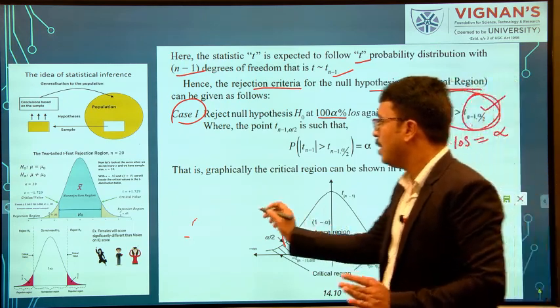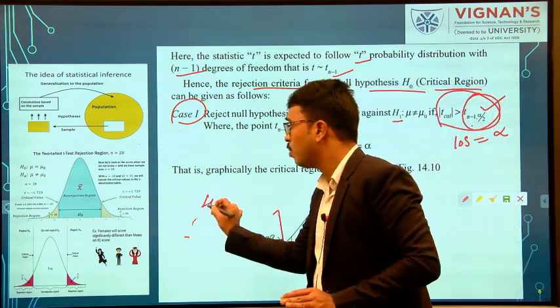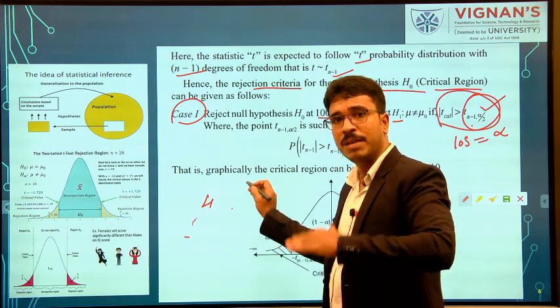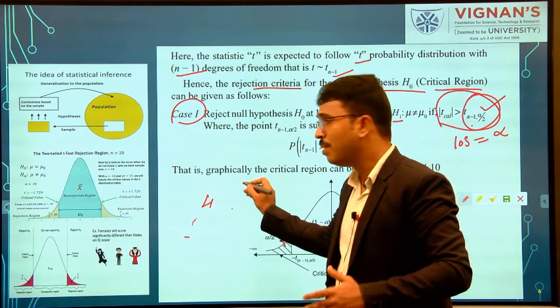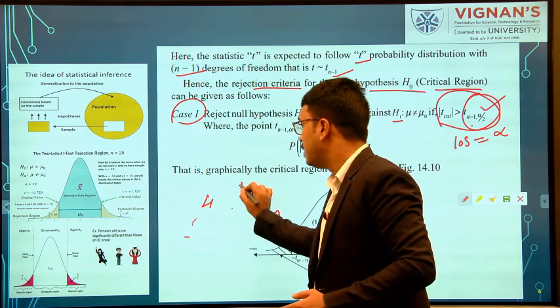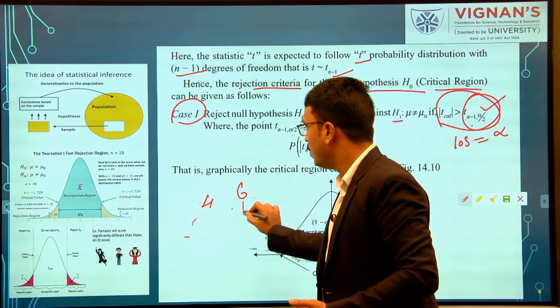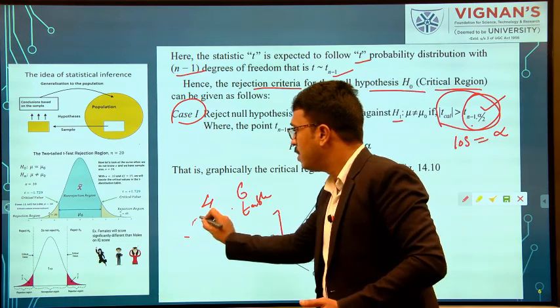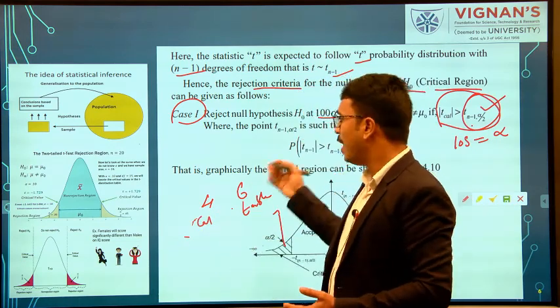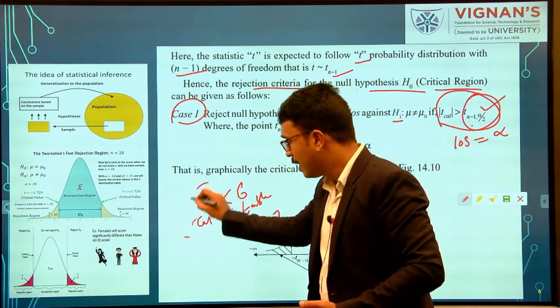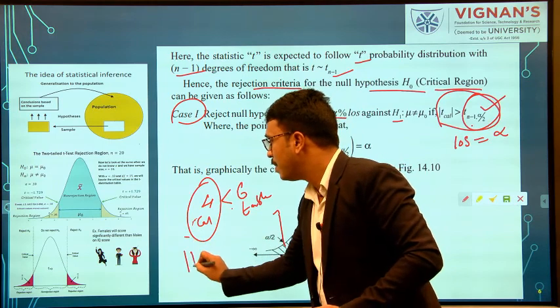Say, for example, the calculated value is 4, and the value you find from the table is 6. So which one is more? The table value is more, and the calculated value is less. In this case, we can accept our H0.